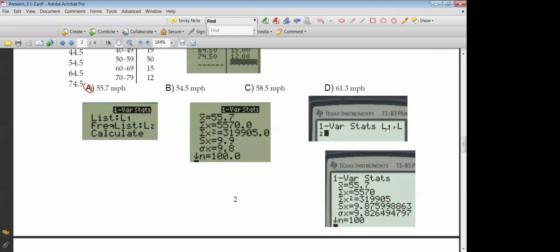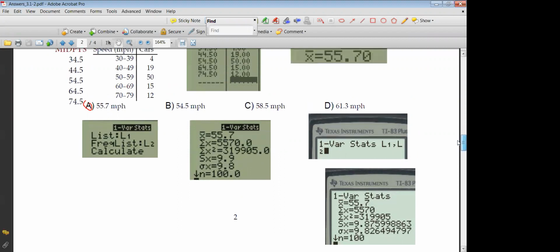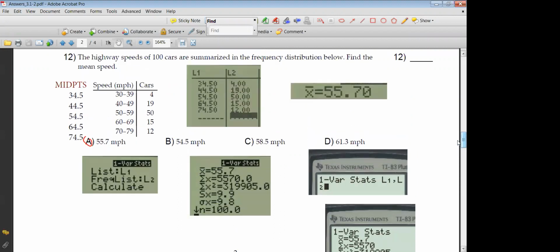The most you'll ever have is 2 lists, and that would be when you have a frequency distribution. You have to tell it where the values are. L1, comma, you find that on your calculator, comma key, L2. And the same thing pops up.